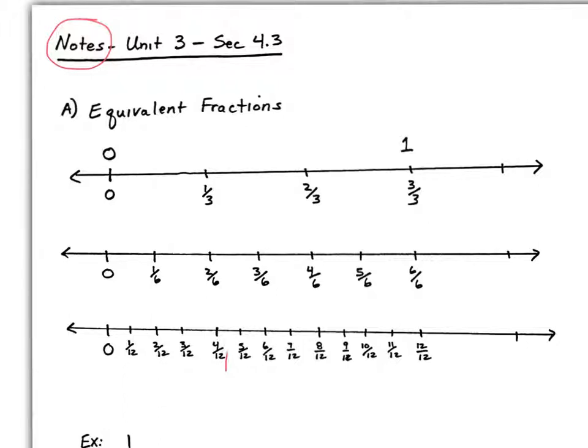So these 3 here are equivalent. They line right up. They all 3 actually equal the same amount. They look different, 1/3, 2/6, 4/12, but they're equal. Another pair of equivalent fractions, 5/6 and 10/12. They're equivalent. They equal the same amount.